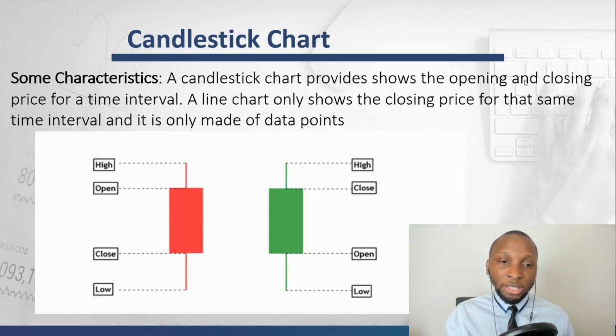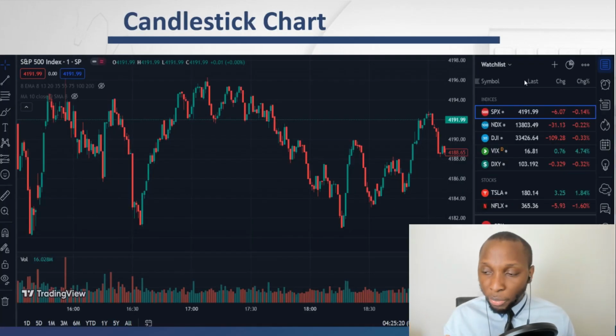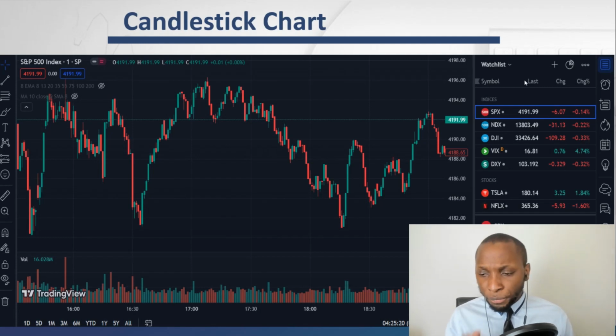Similarly, for the red candle, if it's a selling candle, we expect the price to drop. So if the price drops, we typically expect the closing price to be at the bottom because the price is dropping. As simple as that. A candlestick chart may look like the chart that you currently see on my screen. It's made out of different candles, each representing a time interval.